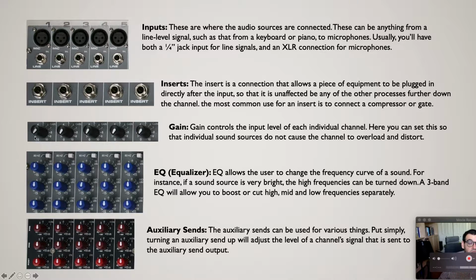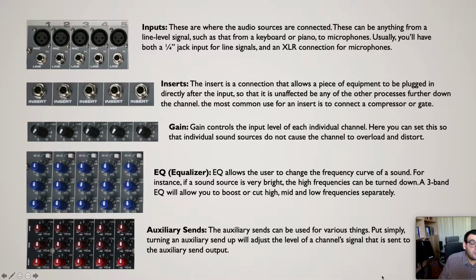Below that, you're going to have your trim or your gain levels. Gain controls the input level of each individual channel. Here, you can set this so that individual sound sources do not cause the channel to overload or distort. Remember, you don't want to get into the red. You don't want to clip that channel.